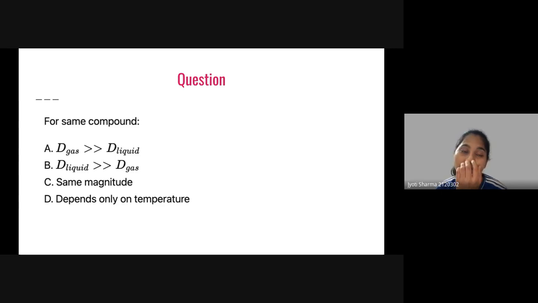We are talking about the diffusion coefficient. In which condition will the diffusion coefficient be higher for the same compound? Yeah, A is the right answer, because diffusion is always higher in the gas as compared to the liquid. So this one is right. Not same magnitude; this one is the opposite.